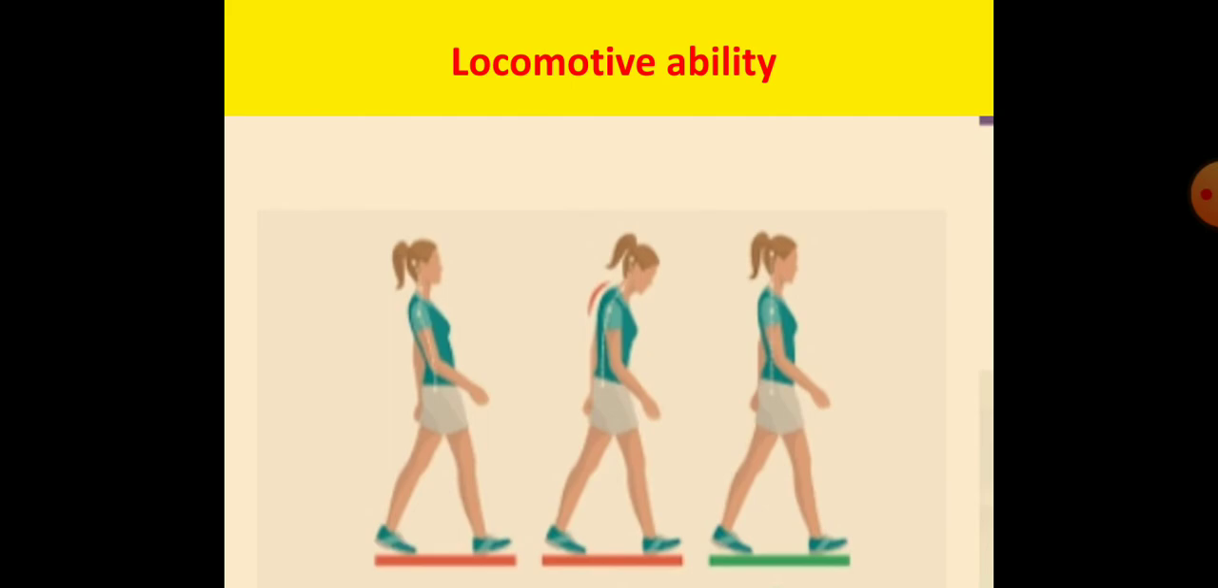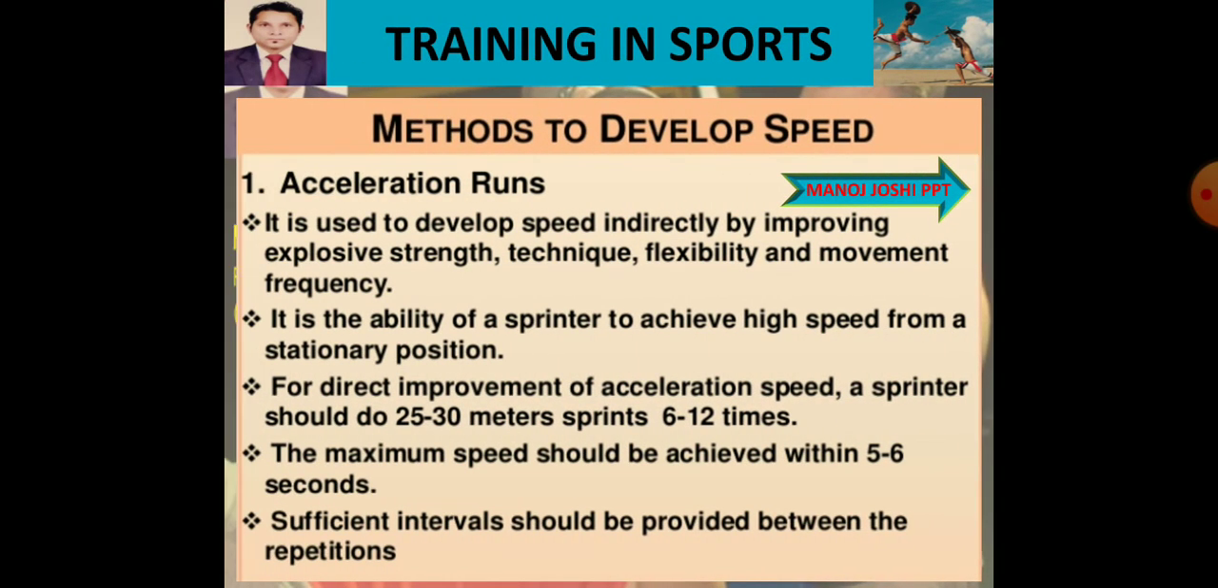We will see here the methods of developing speed. First is the acceleration ability, acceleration run. Acceleration run is used to develop speed indirectly by improving explosive strength, technique, flexibility and movement frequency.